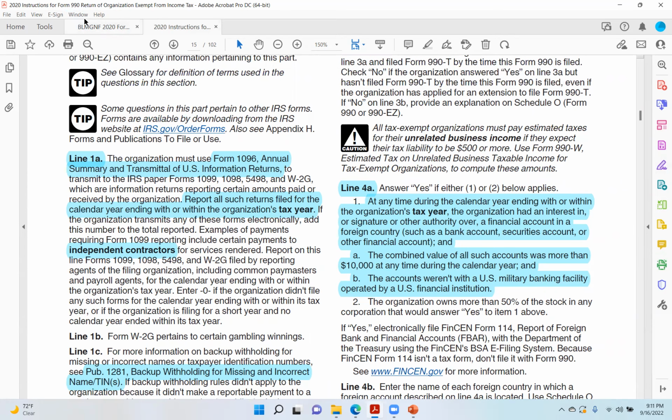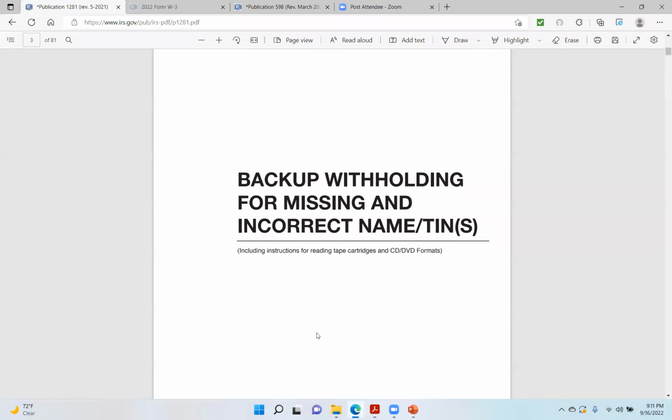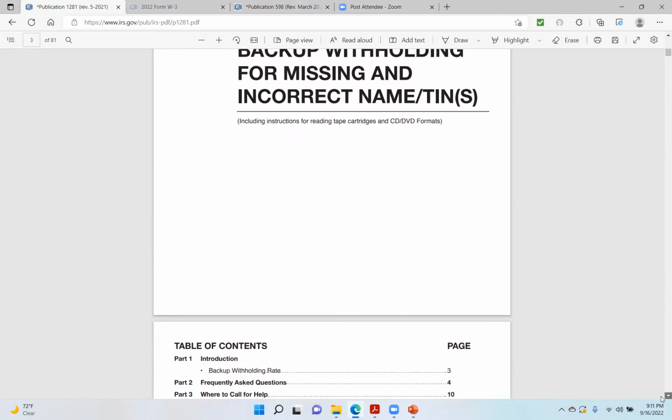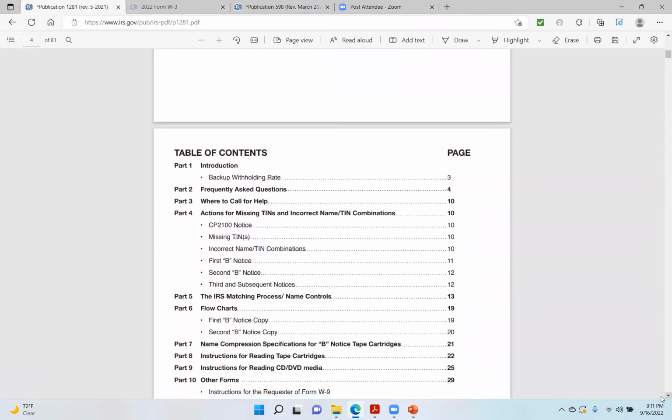So I'm going to go back to my documents because I did download publication 1281. So I'm going to go here. And this is the publication that they were referencing, 1281. And it's 81 pages. So clearly I'm not going to go through all of those pages, but I just wanted you to see how you would have to pull up these forms in order to get a good understanding of how the Black Lives Matter Global Network Foundation accounting team completed the information for them.